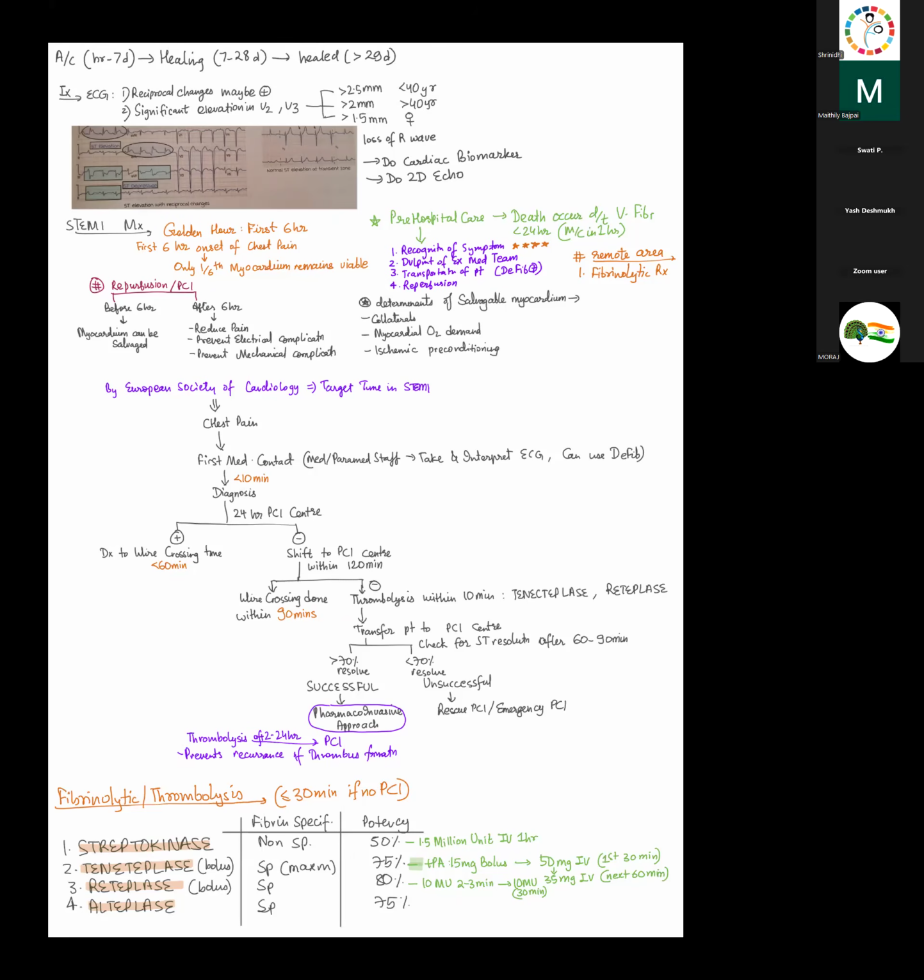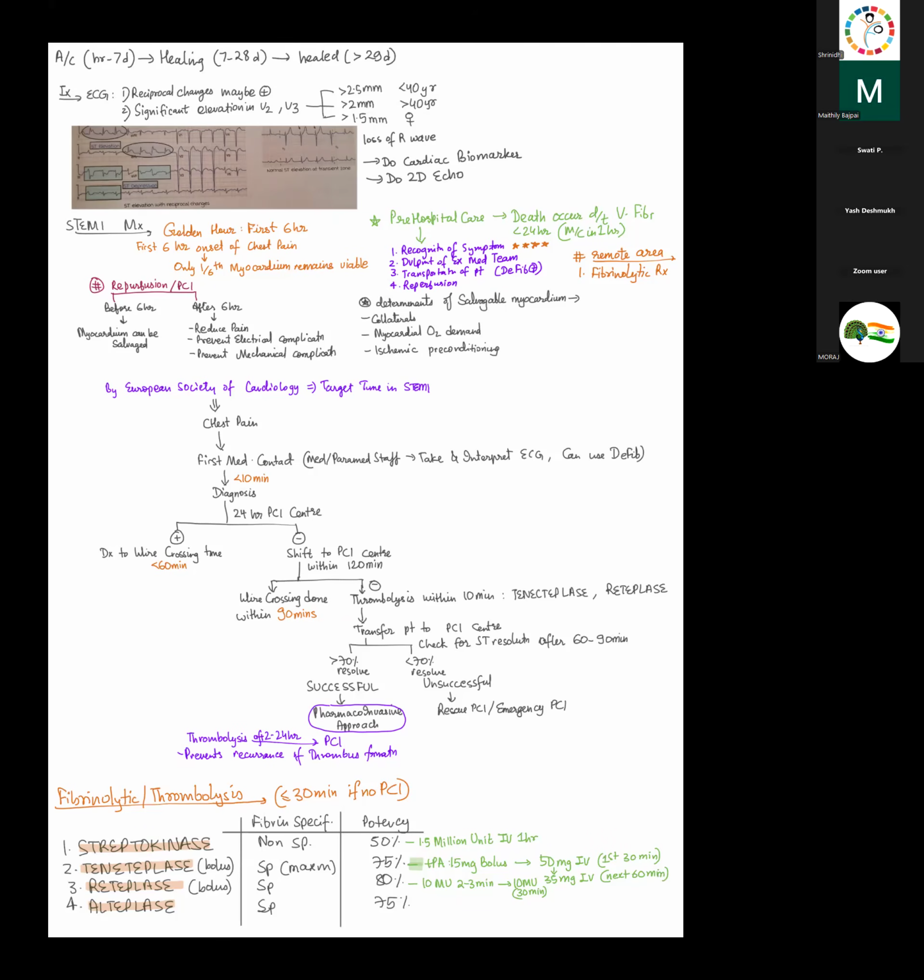But for confirmation, you have to do certain modifications of the ECG. Like you have to do a posterior wall ECG, in which the anterior leads you place, V4, V5, V6, you place posteriorly. Then you will get leads V7, V8, V9. That is basically V4, V5, V6, but attached posteriorly. There, even 1 mm of elevation, if you get it, is diagnostic of posterior wall MI.